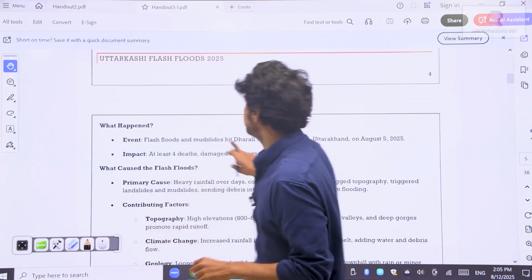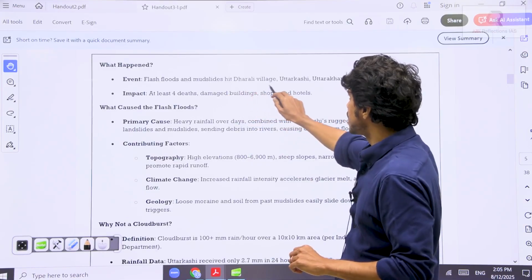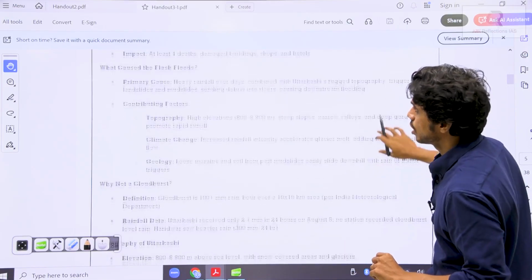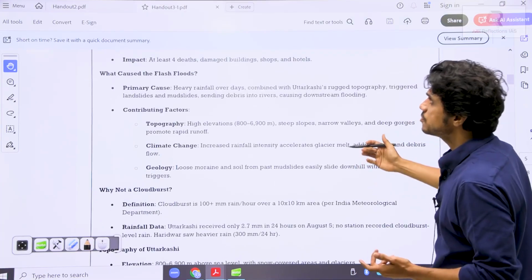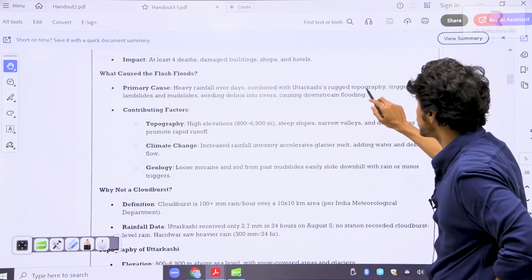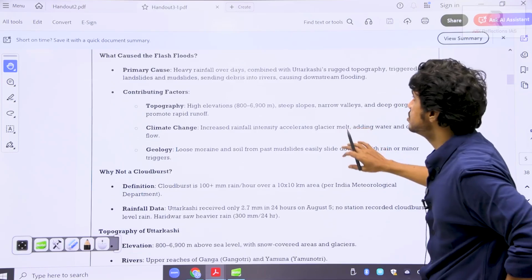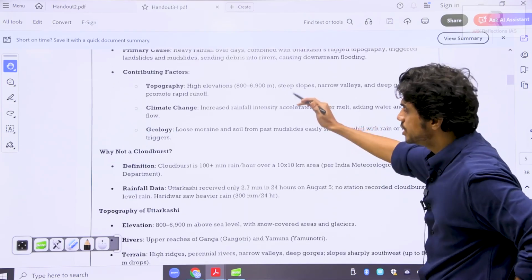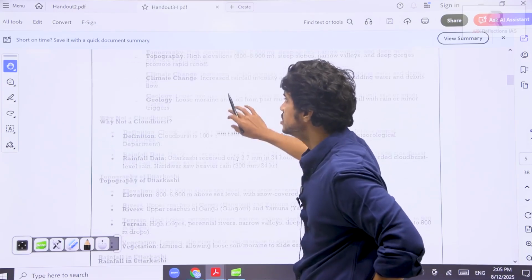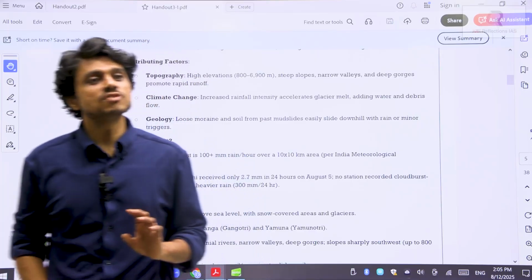So understand. Flash floods and mudslides hit Dharali village, Uttarkashi, Uttarakhand in August. Four deaths, all those things have happened. What caused the flash floods? Primary reasons: heavy rainfall over days combined with Uttarkashi's rugged topography triggered landslides and mudslides, sending debris into the rivers, causing downstream flooding. So here the prime factors are topography, climate change and geology. Initially they thought it was because of the cloudburst.